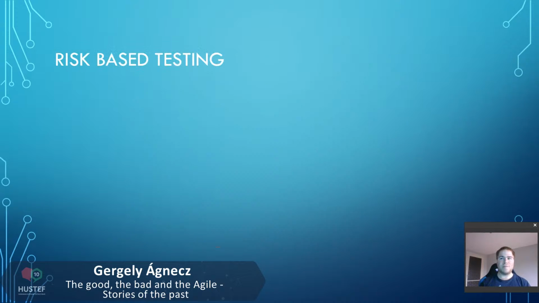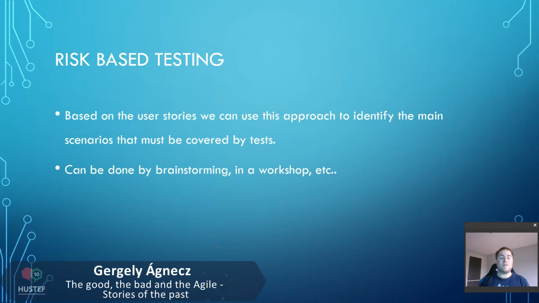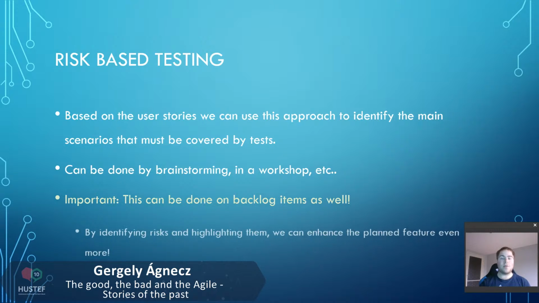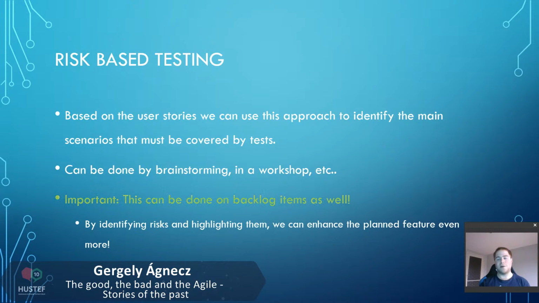First of all, we can use risk-based testing. With that technique, we can check the user stories and use this approach to identify the main scenarios, the priority test cases that must be tested first, and the lower priority test cases that can wait until after them. This activity can be done by brainstorming, in a workshop, or in any formal or informal meetings. There is no general rule on where or when we can do it. The most important thing is that it can be done on a backlog item as well, before a sprint, before the refinement meeting, or any time before the actual implementation. By that, we can identify the risks and highlight them so we can enhance the planned feature even more.